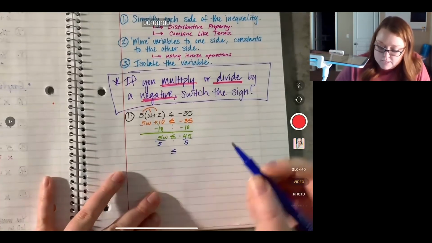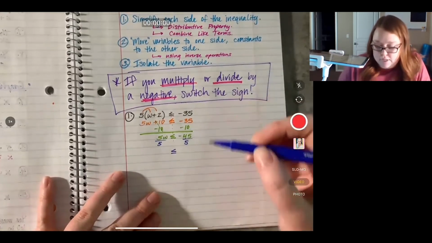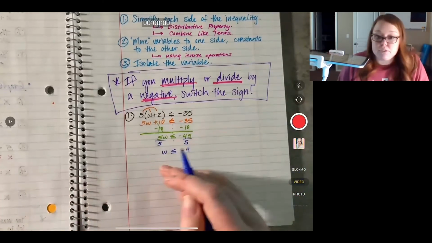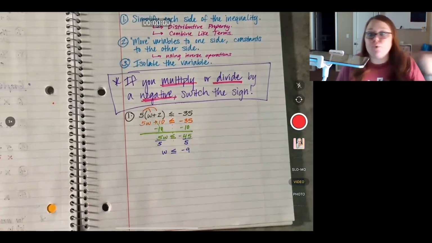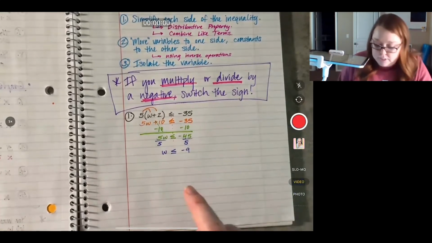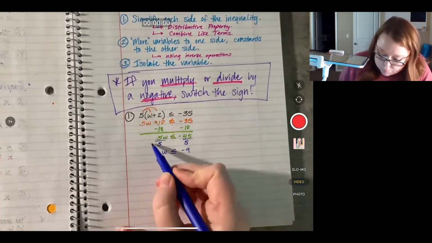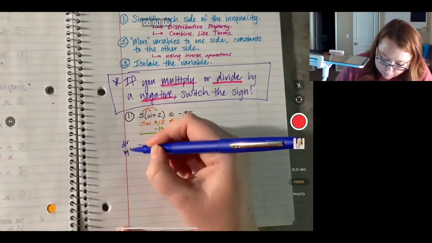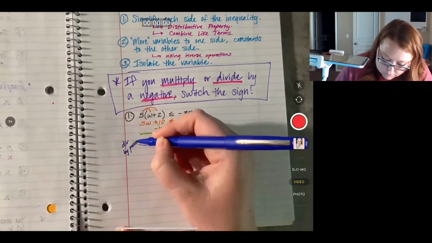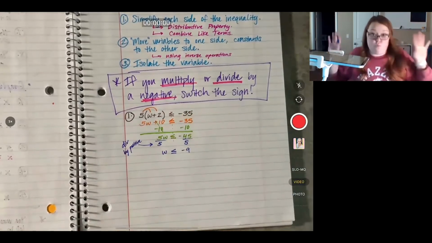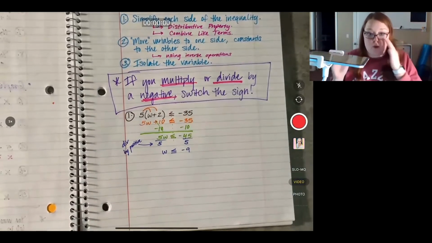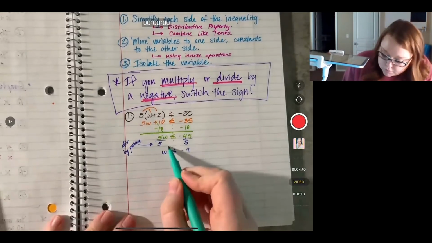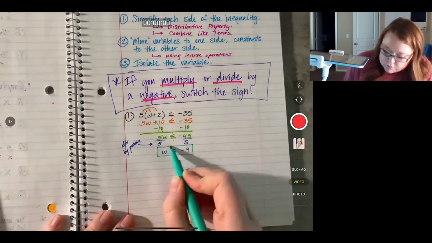I have kids that see this negative over here, or they even see that the result is going to be negative 9, and they go, oh, I've got to switch the sign around. No, no, no. It's only if this number right here, I'm going to even point it out, right here, we divided by a positive. Since we divided by a positive, we don't touch the sign at all. We just drop it down. So my final answer would be w is less than or equal to negative 9.